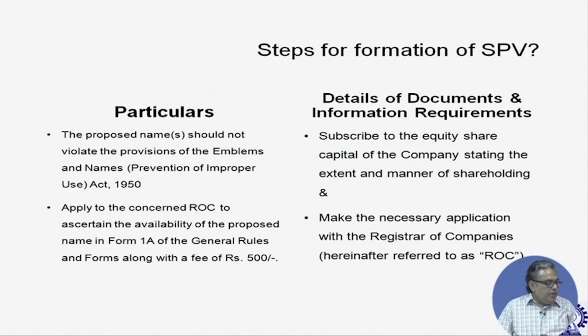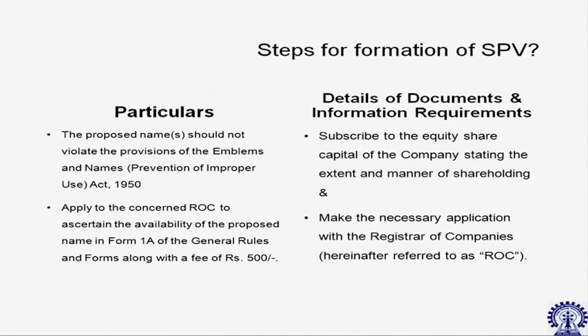Then you should apply to the ROC in Form 1A, and you generally pay a fee of 500 rupees. Now, please remember this facility is now available online. You can go to the MCA 21 website and check whether that particular name is available or not. This is becoming quite easy to access, and online you can also apply for availability of the name.